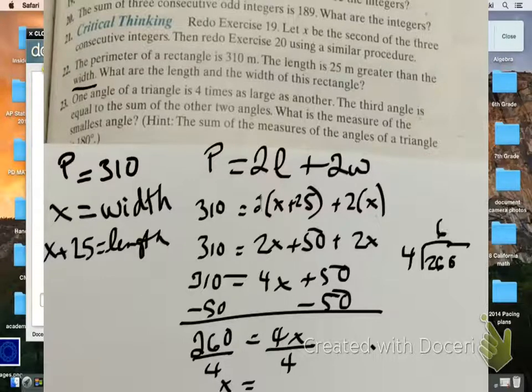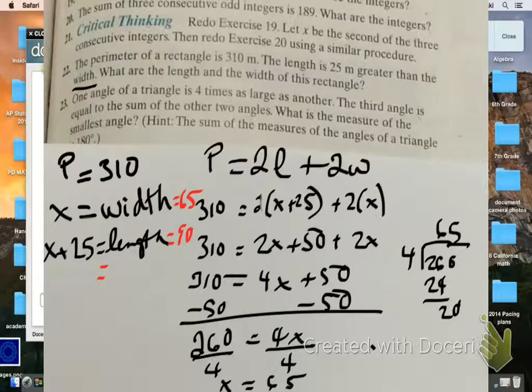It goes 6 times 2 is 12, so it is 65. Now, what does that mean? That my width is 65 and my length ends up being 65 plus 25, which is 90. So the length would be 90, the width would be 65.